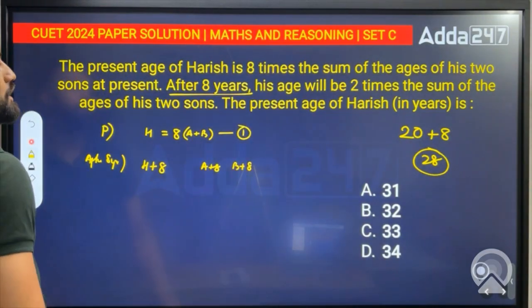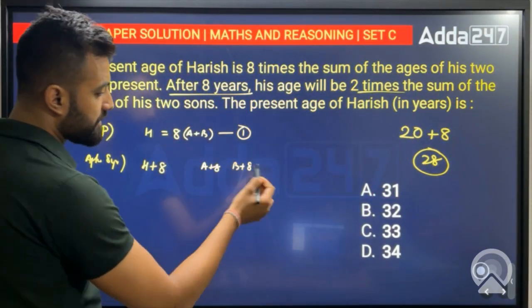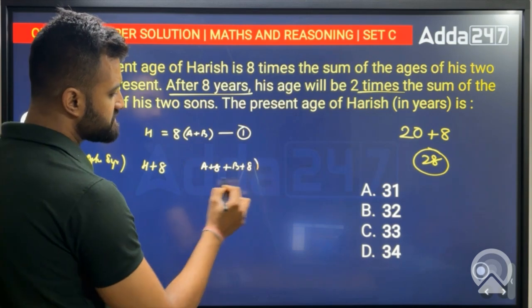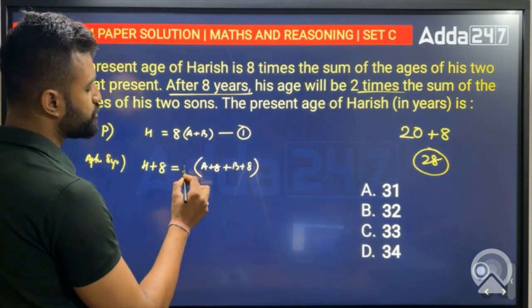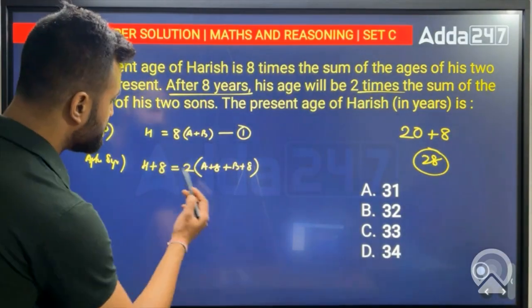Okay, after 8 years, his age will be 2 times the sum of the ages of his 2 sons. So, sum of the ages means again I have to add their ages. And this is now 2 times. So, just write 2. Now, simplify these two equations, you will get the answer. Let me simplify this a bit.